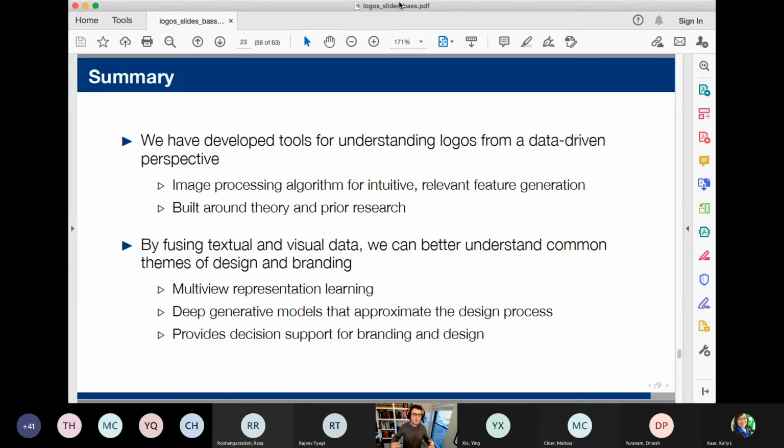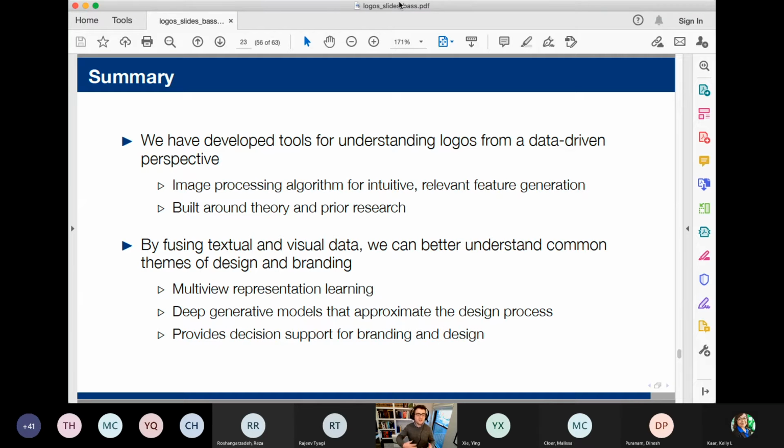In summary, what we've done in this project is we've developed these tools for understanding logos from a data-driven perspective. The idea here is that we have this image processing algorithm that gives intuitive, relevant features that can be interpreted and is based on prior research and theory.